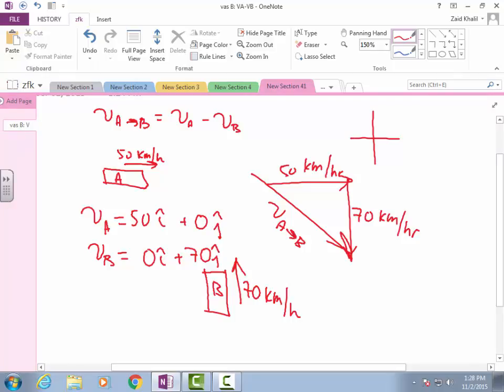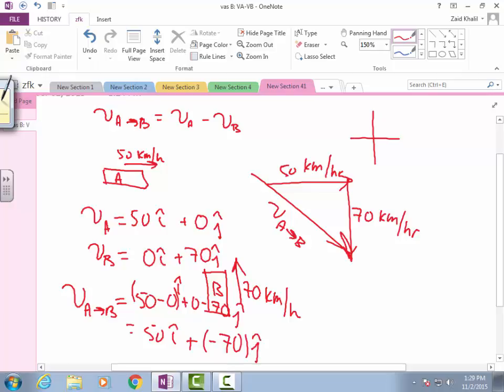So what's VA minus VB? So V of A relative to B should be 50 minus 0, plus 0 minus 70. That's i hat, and that's j hat. So in other words, it's 50 i hat plus negative 70 j hat. Is that what we observe? We're in good shape. So we don't need to change a thing. We're good. That's it. Now it's just a matter of solving problems.